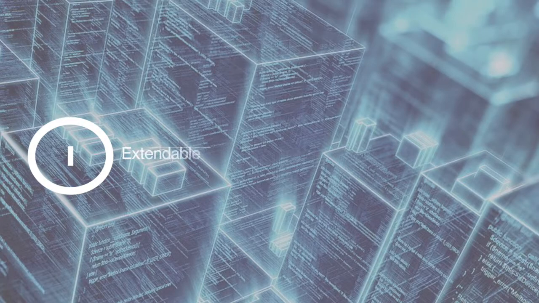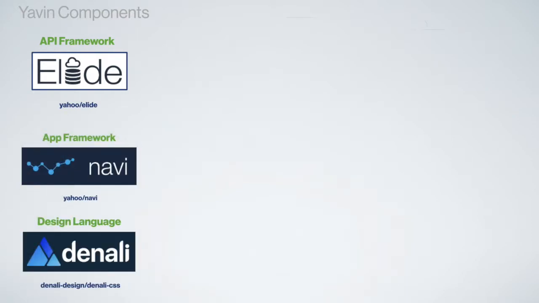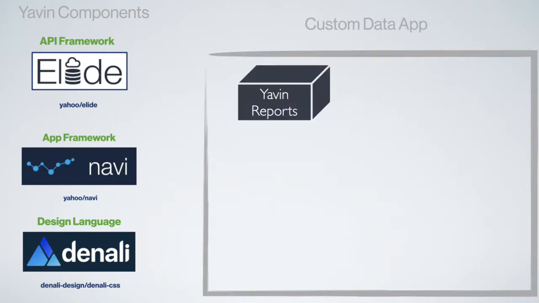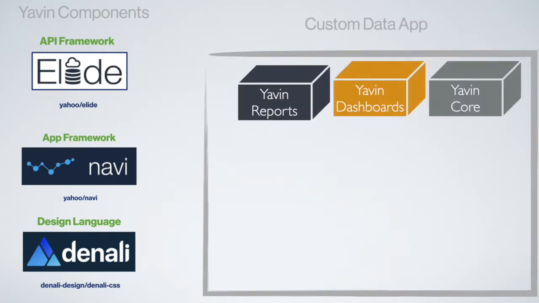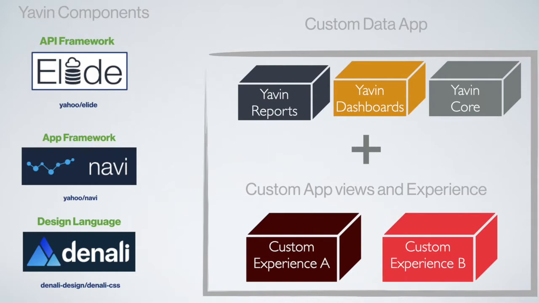At number 1, Yavin is a framework that can be extended to fit your software needs. You can add new building blocks with new custom application views and experiences to fit your customer needs.